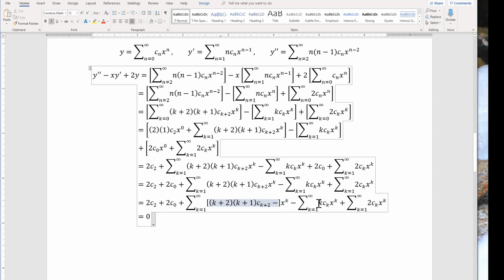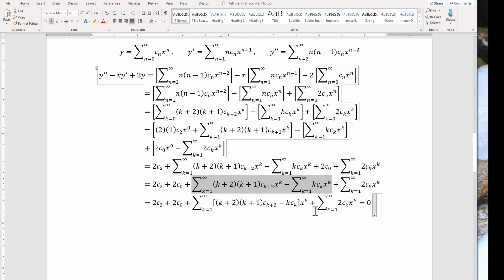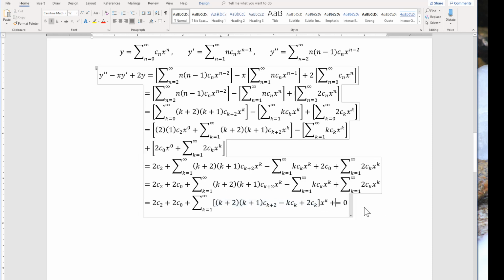Whoops. I meant to take this, copy that, and paste it onto here. So that combines these two series into this. If you look at the terms here with an x to the k, I have k plus 2 times k plus 1 times c sub k plus 2, minus k times c sub k. And then I factored out an x to the k. I can actually do that with the last one as well, and so this will just be a plus 2c sub k. So I can just tack that on towards the end here, and then that gets rid of my last series.